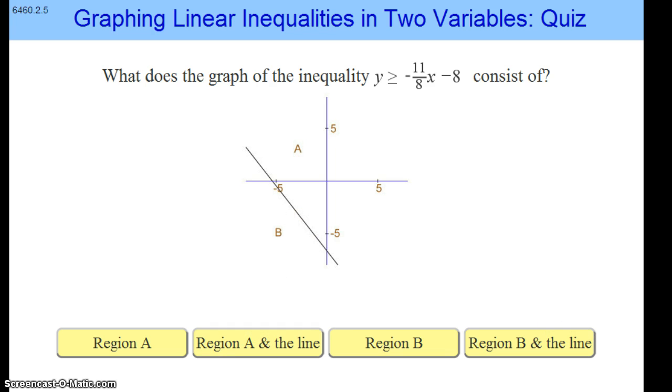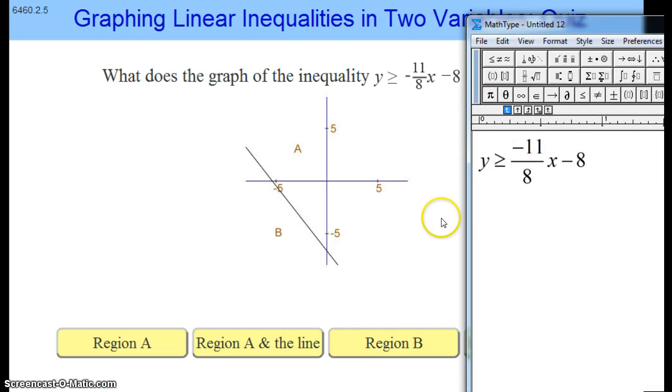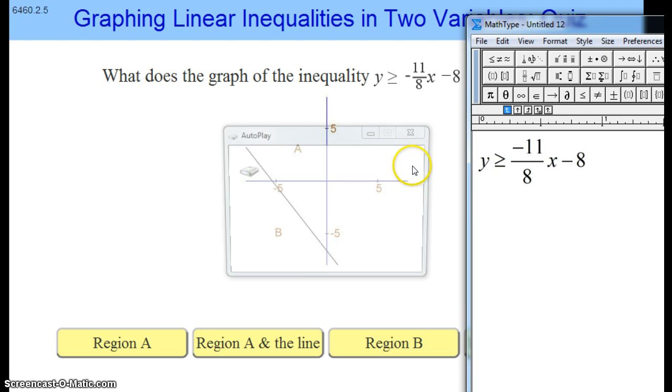The way we test this is, let's write this down. Y is greater than or equal to negative 11/8 x minus 8. Now we want to find which region makes this true. The easiest point to test, unless the line goes straight through the origin, is 0, 0 or 1, 1, something like that.